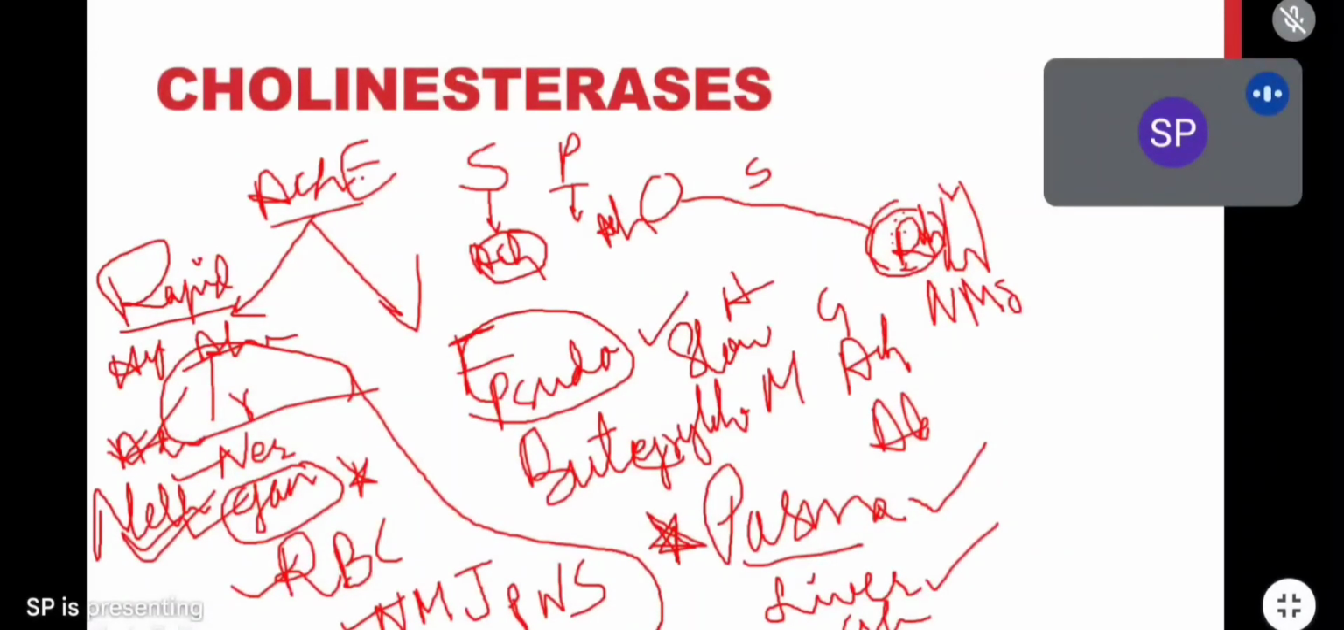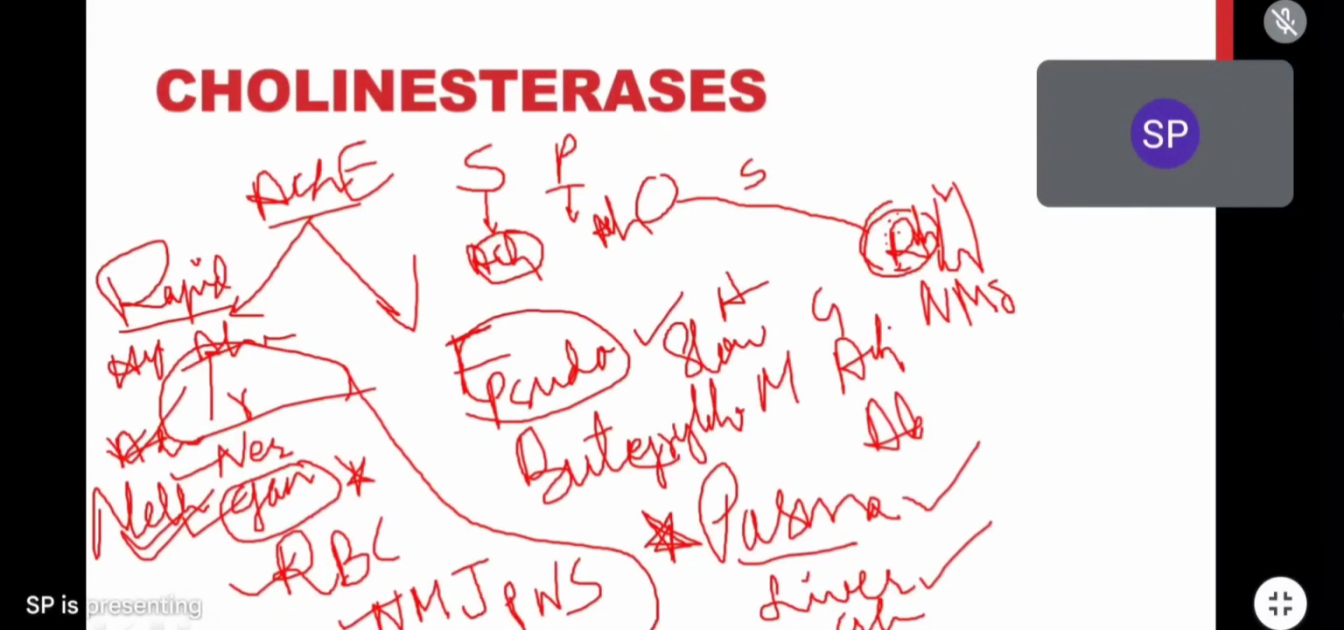In cholinesterases we have two types, true and pseudo, and we have seen their locations and their actions. Now, if I inject acetylcholine through IV, will it show the actions of acetylcholine? We have not yet seen the actions of acetylcholine, but you tell me.